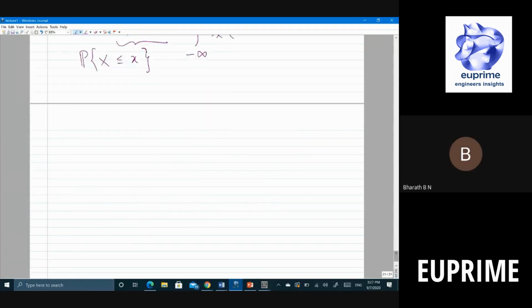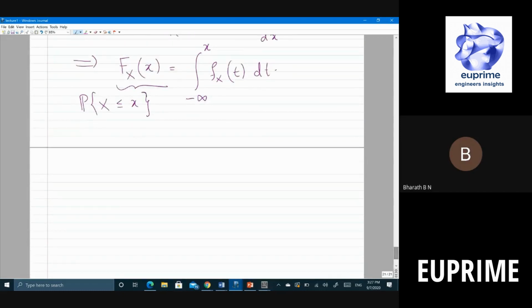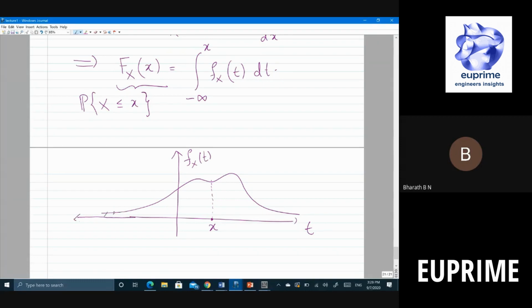So I can interpret this geometrically. If you have a density function, this is f_X of x versus x. If I pick an x, and I want to find the probability that X is less than or equal to x, all that I have to do is find the area till here. The area will give me the probability.